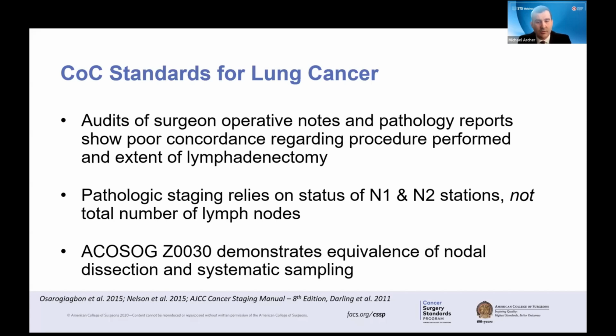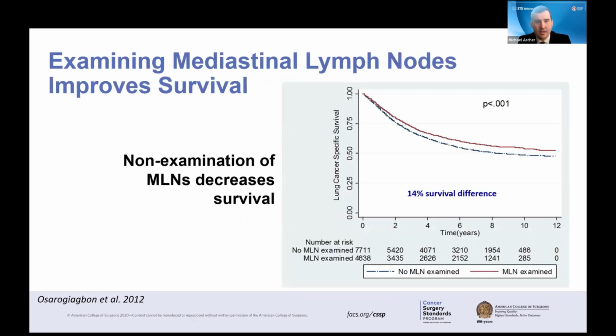And as Dr. Darling will review later, the ACOSOG Z0030 trial demonstrated equivalent survival between systematic sampling and lymph node dissection, and thus established the cornerstone for standardization of mediastinal lymph node assessment in lung cancer surgery. Although examination of at least 3 mediastinal lymph nodes has been recommended by the NCCN as one of their 4 quality resection criteria, mediastinal lymph node examination is not yet universally performed.